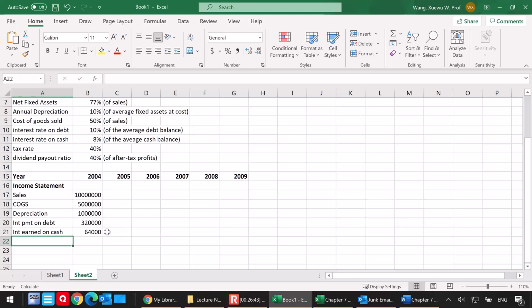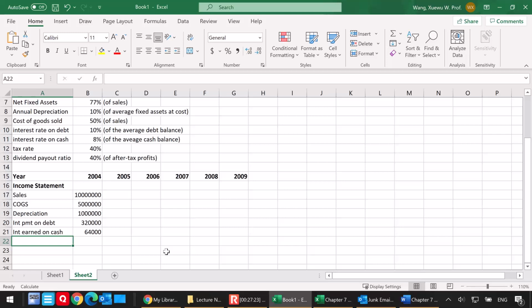All right, so if you look at the 320,000, the firm actually has debt of 3.2 million, so if you divide these numbers, you actually get 10%. And the firm actually earned $64,000 interest on cash. The firm actually has cash of 800,000. So if you divide this 64,000 by 800,000, you get 8% as well. So maybe these are where these two numbers come from. Okay, so everything actually has an origin.